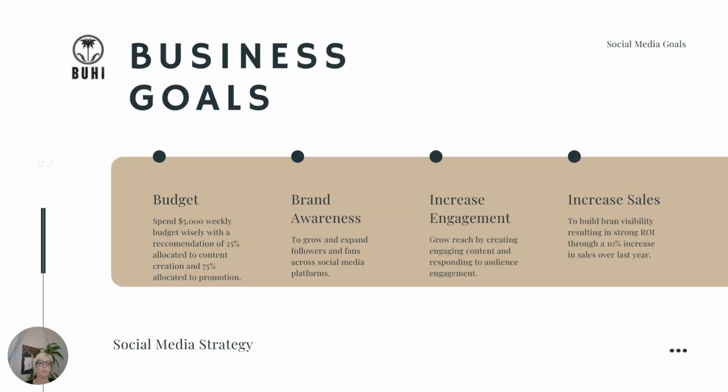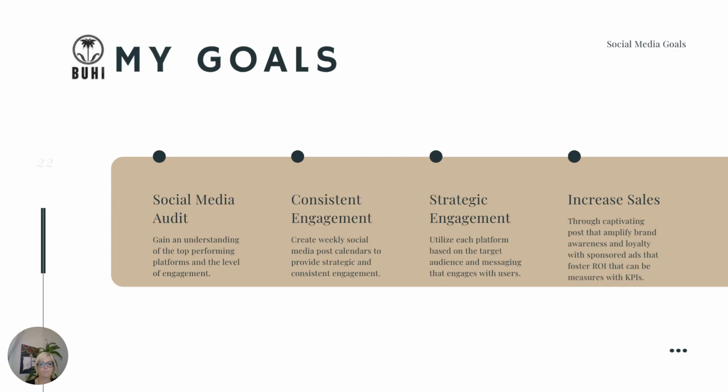To begin, it was important to understand the overall business goals of BUHI, and that would be to create a budget of $500 to $5,000 to be used entirely each week. That would be allocated for the content creation, and also about 75% of it would be used to promote throughout the campaign. They really wanted to increase their brand awareness and increase their engagement throughout those social media platforms that would ultimately increase sales by 10% over the previous year.